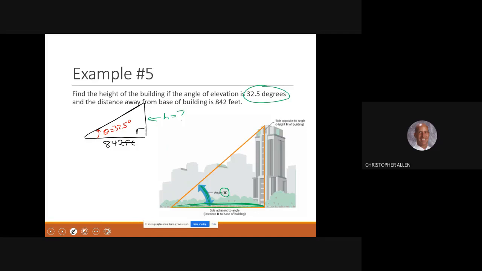Which ratio do you think we need to use on this one? Now I want you to just think about it. Don't say it, don't write it yet. Look at what I just drew. Which ratio is it? Is it going to be sine? Is it going to be cosine? Or is it going to be tangent? Would someone in the chat let me know which one I want to use on this one? Do I want to use sine, cosine, or tangent?